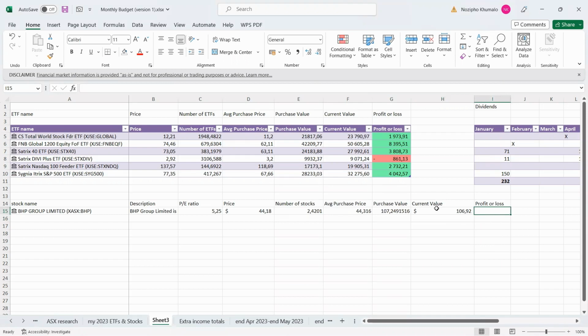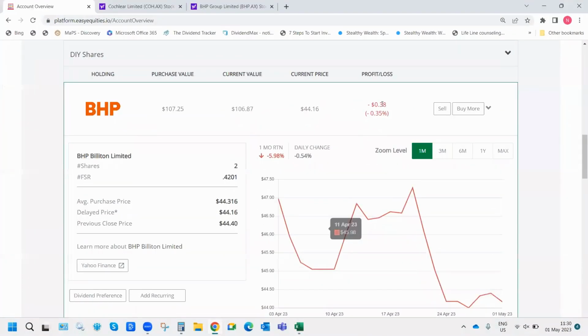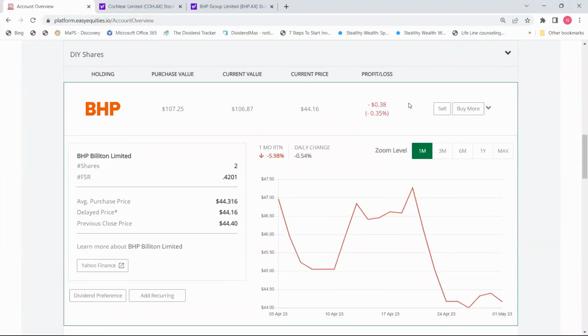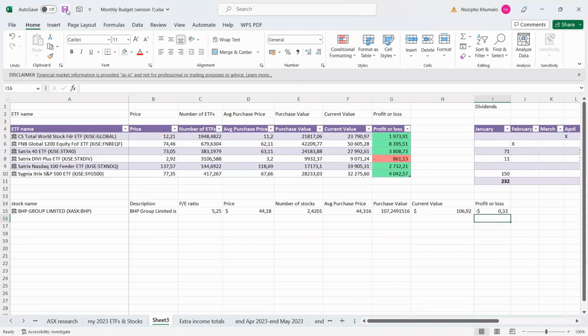It is current value minus purchase value. So again, you type in the formula equals open bracket, current value minus purchase value, close bracket. And you'll see the loss is negative 0.33 cents. Let's check for accuracy. Well, slightly. So this obviously will not be accurate because the market is closed. You would have to check when the market is open. So we're done with BHP, and I'm going to do the exact same thing for the rest of my stocks.